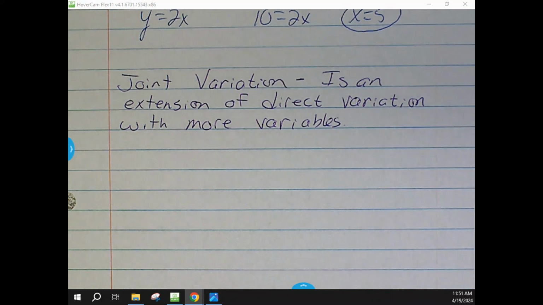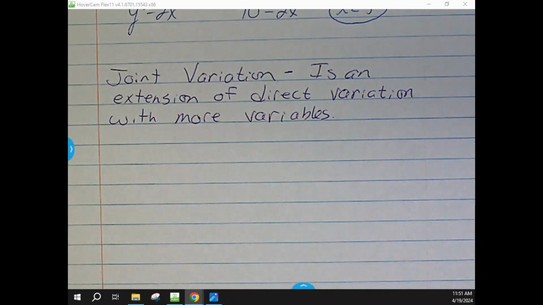It's just that for joint variation, instead of it just being two variables, you're going to have three variables. Instead of just y equals k times x, it'll be y equals k times x times p times q times whatever. So it's more variables that are multiplied together.